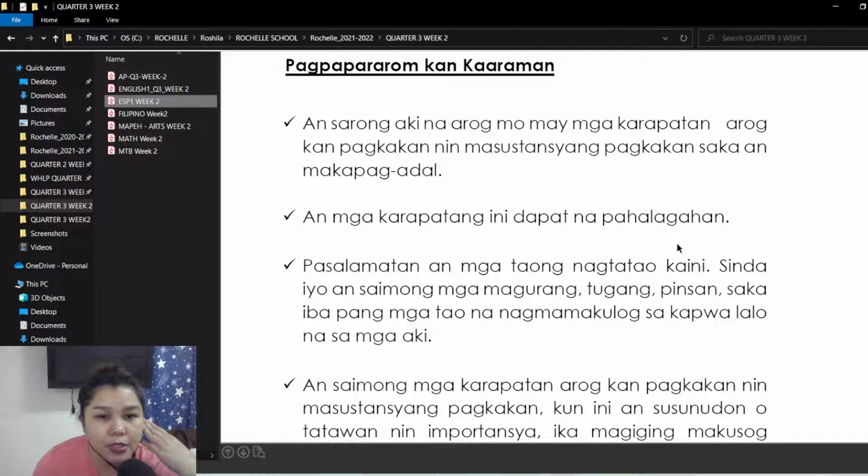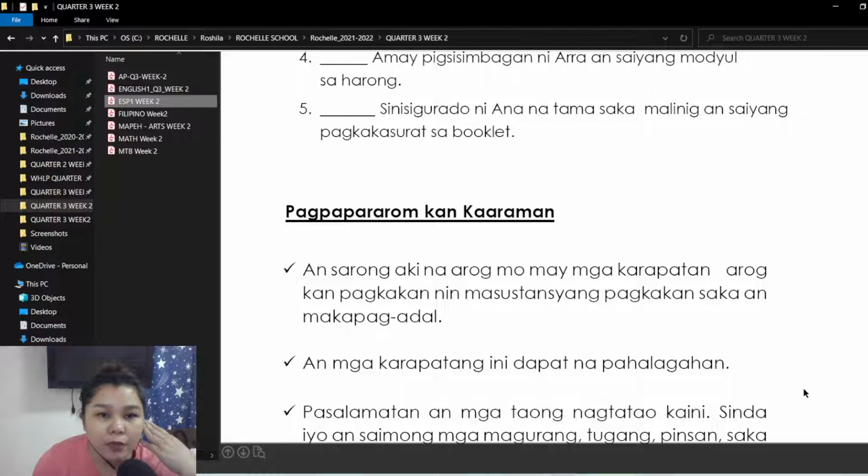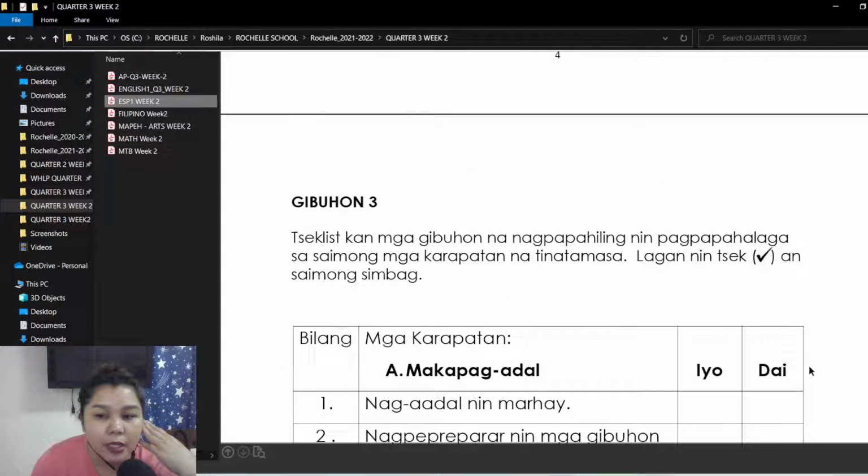And then a short parang summary na of what this module is all about. Pagpapararom kan kaaraman. And then lastly with gibuhon 3, checklist.